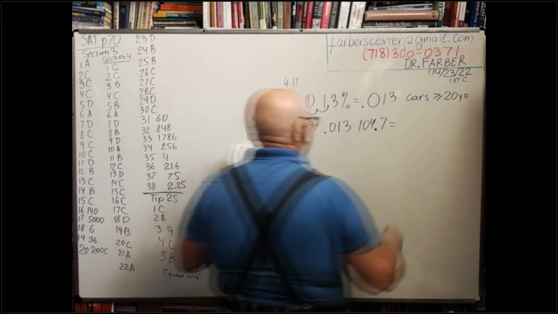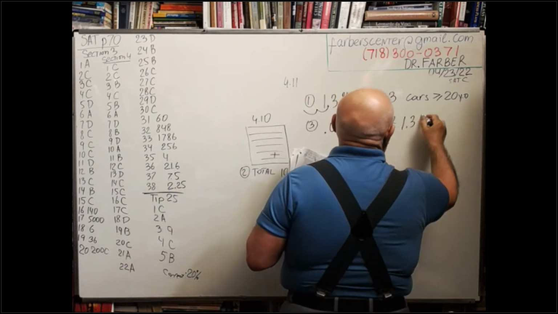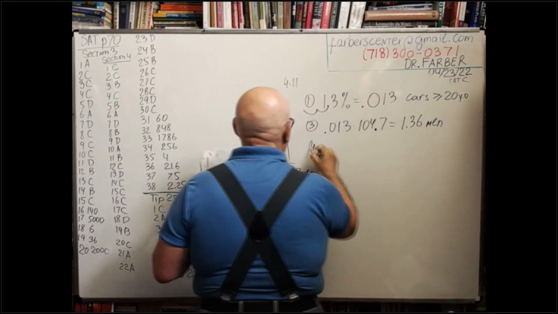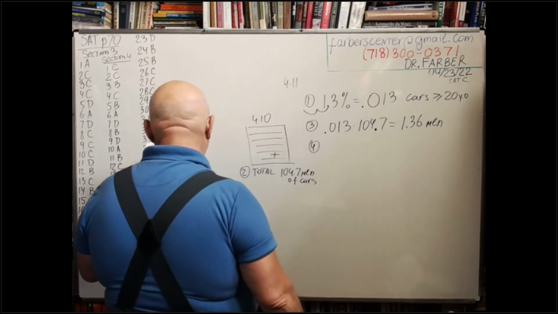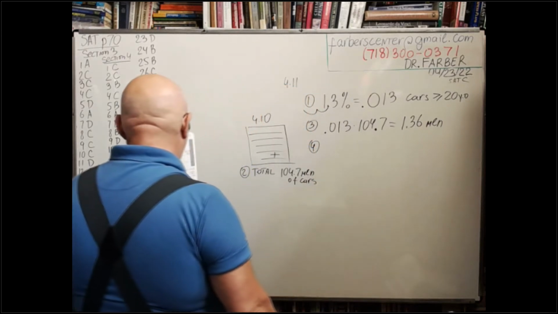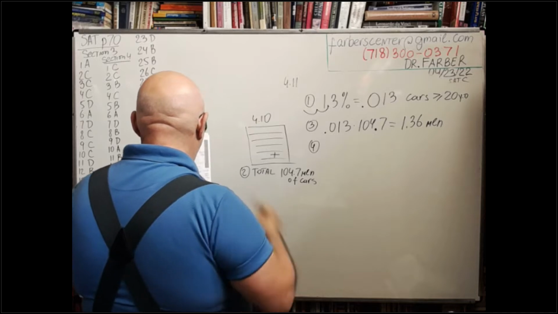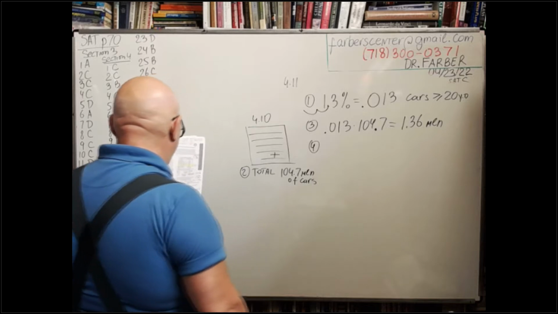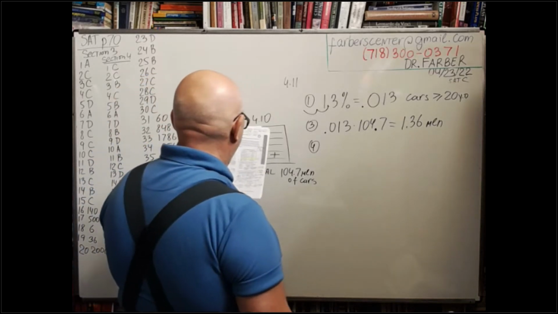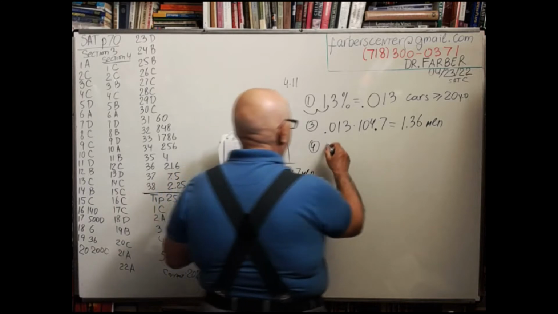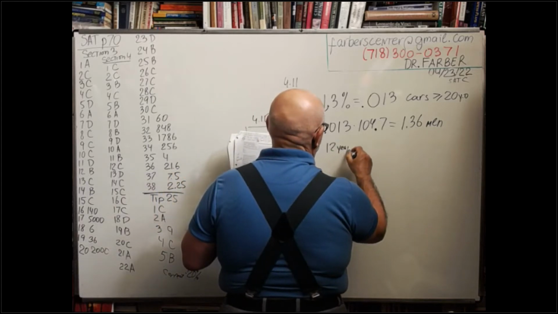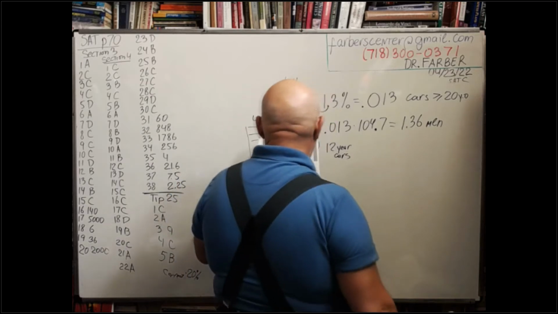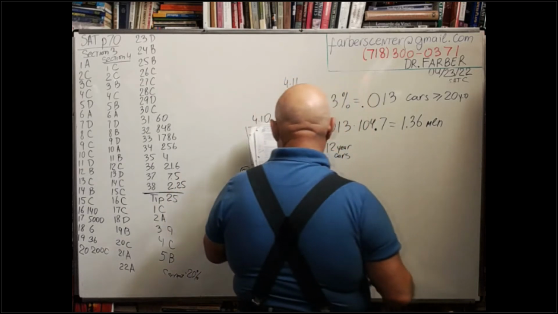Okay, if you multiply, I get 1.36 millions of cars. But this is not the question. The question is, what percent of 12-year cars? What is 12-year car from this one? How many cars do we have from this table? Look at this table. It's 14.4 millions.